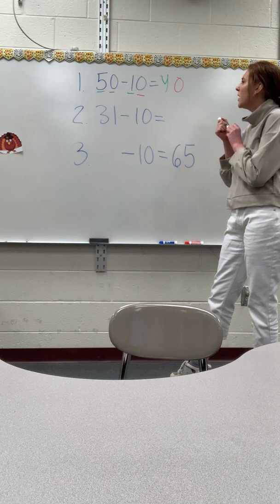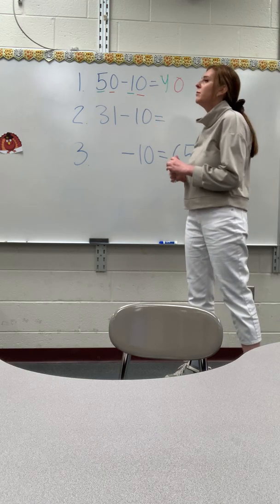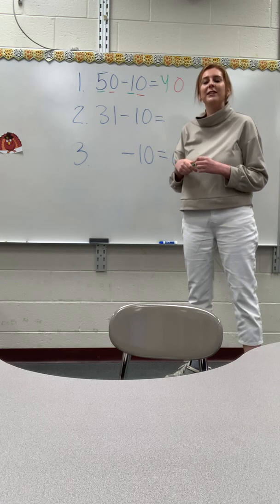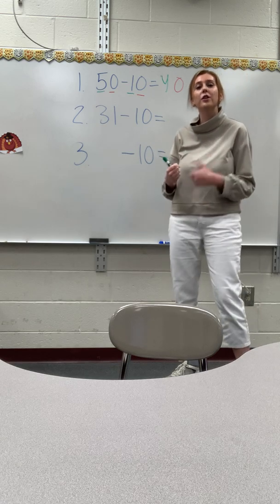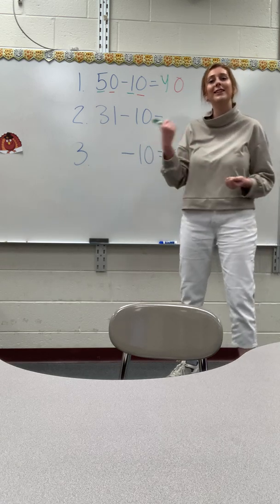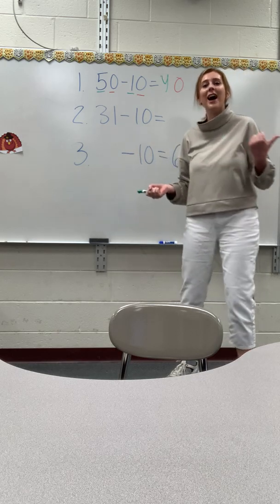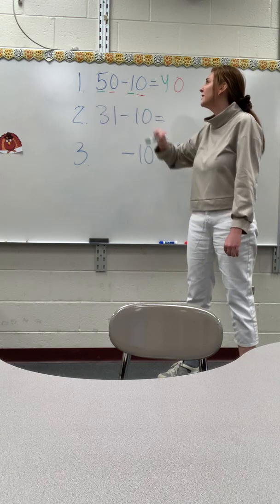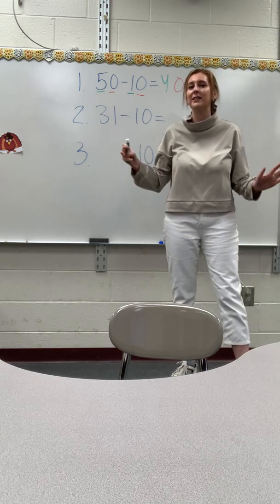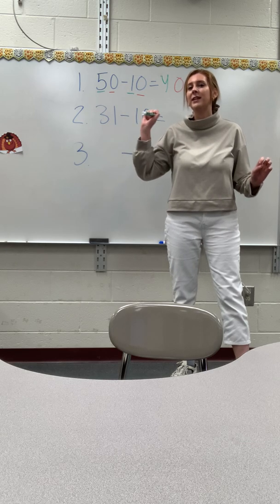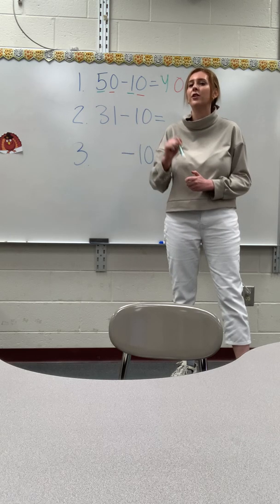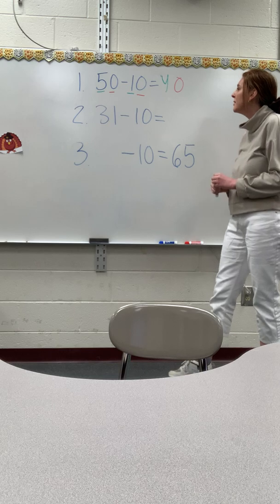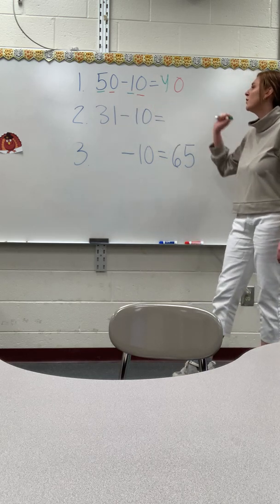I also want you guys to look at the place value, but you could also think of it as a way to count by tens. So if we count by tens, we have 10, 20, 30, 40, 50, 60, 70, 80, 90, 100. So we have 50 and we take away 10. What's 10 before 50? 30, 40, 50. So you could also think of it that way if you want to think by tens. But 50 minus 10 will be 40.